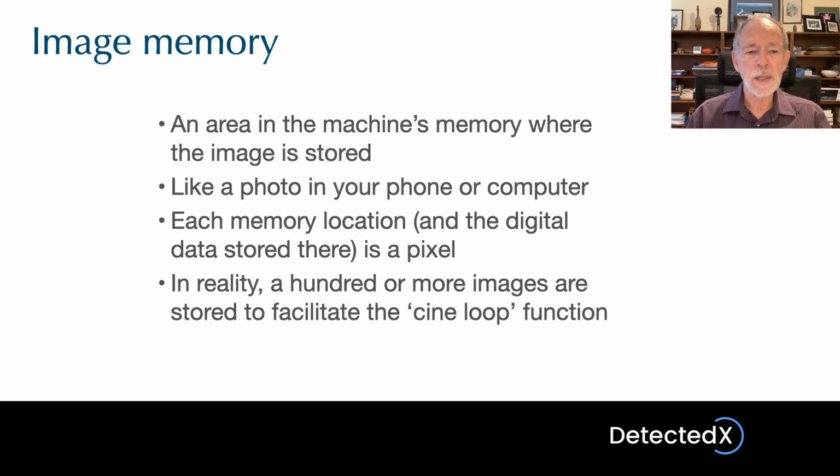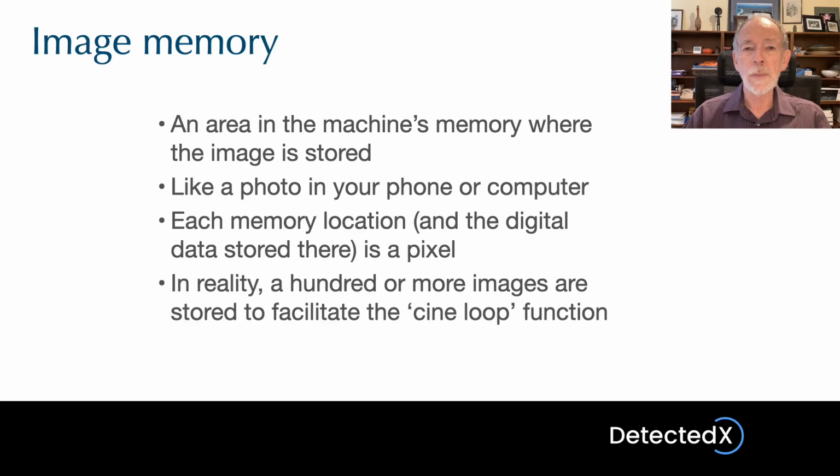In practice, there are hundreds of these image memories, and that's because the machine has the capability of storing the images over a period of several seconds. When you hit the freeze button on the machine to stop imaging, you not only see the latest image, which is on your screen, but you have the ability to scroll back through several seconds of imaging to find exactly the right image to capture or measure.